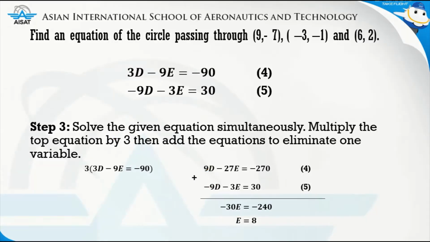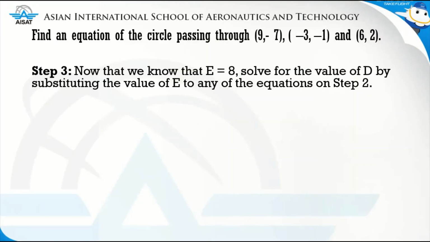Now that we have the value of e, which is 8, we have to solve for the value of d by substituting the value of e to any of the equations on step 2. So what I mean is we will substitute the value of e to equation 4 and equation 5. So you can just choose any of the two. So here we can choose equation number 4. Substituting 8 to 3d minus 9e is equal to negative 90, we will have 3d minus 9 times 8 is equal to negative 90.